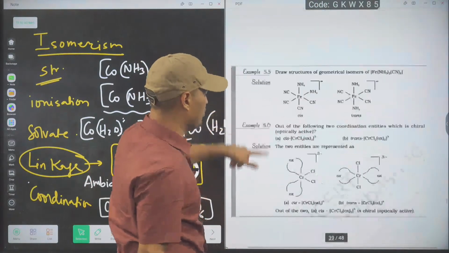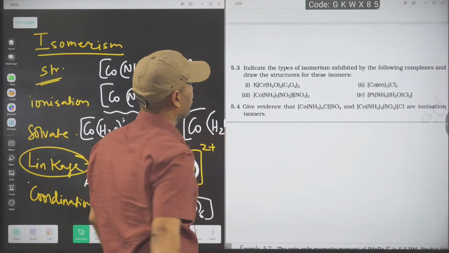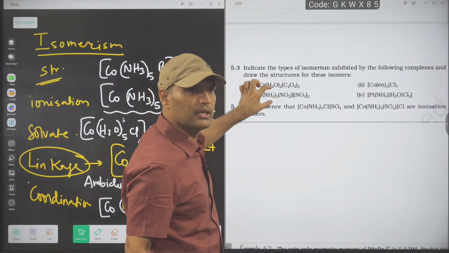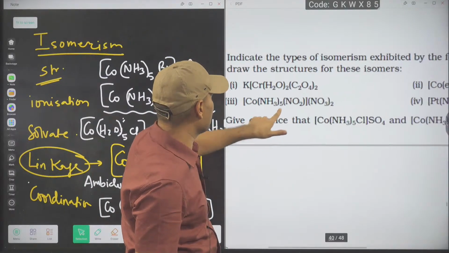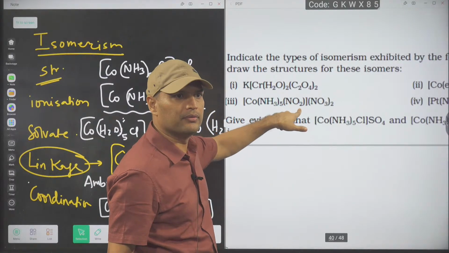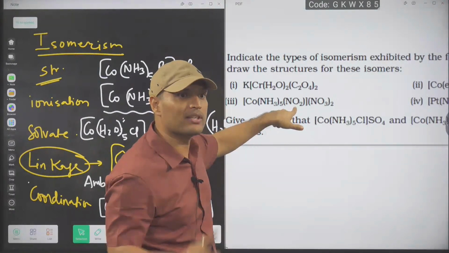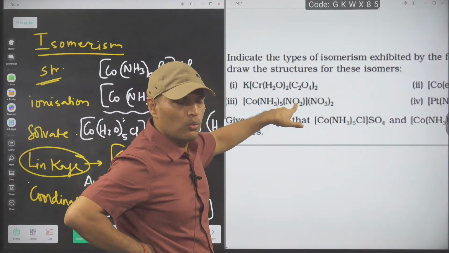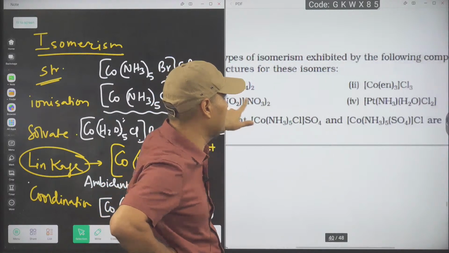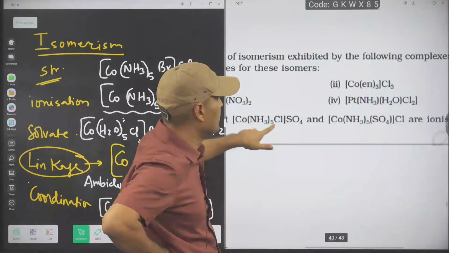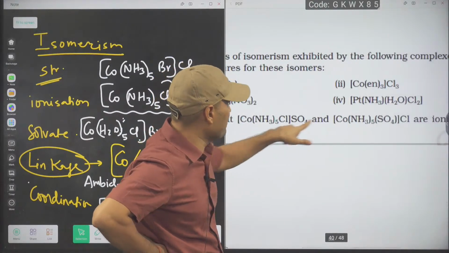Now see which question you can solve based on this. Identify from here. Like the third one, can you see the third option? They are asking which isomerism can be here. You are having NO2. Means you can say linkage is possible, sir. Ambidentate ligand, linkage.